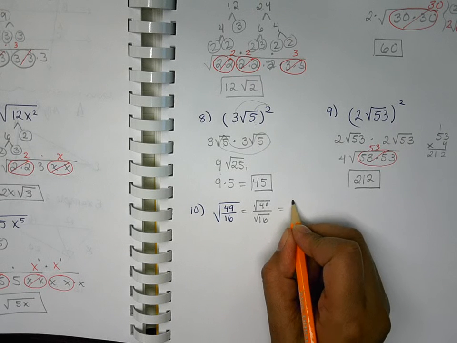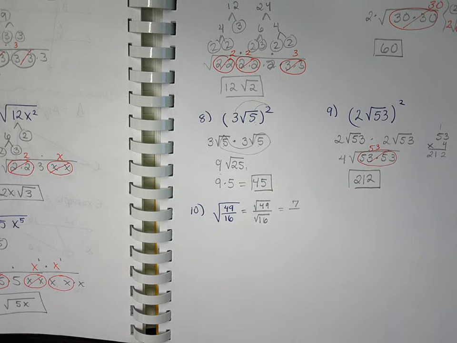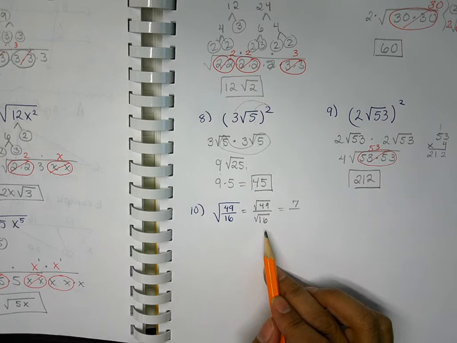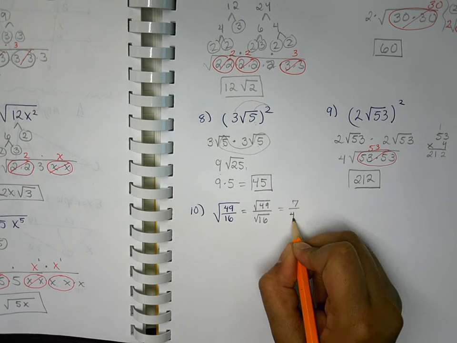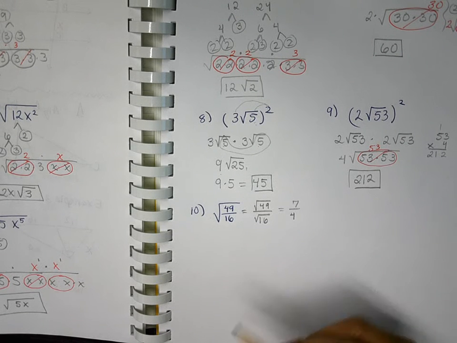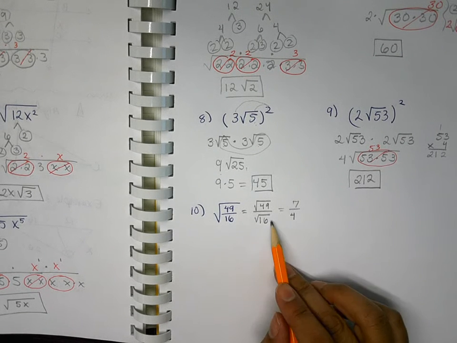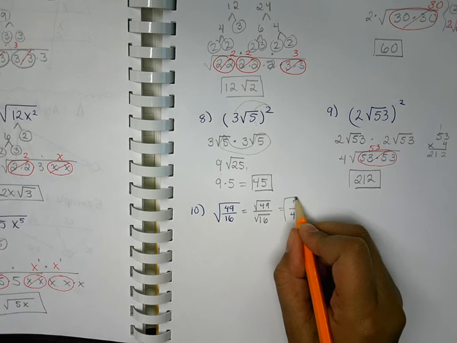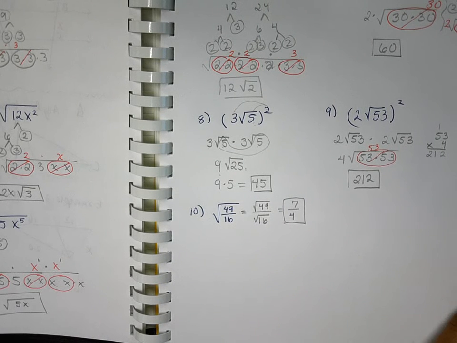7. Without any breaking factor tree, what's the square root of 16? Let's not forget, when we're faced with easy ones like square root of 16, square root of 64, don't do the factor tree. You should know them. So what's our final answer? 7 over 4. Leave it like that. You don't need a decimal. You don't need to change it to an improper fraction or mixed number. Leave it like this. All right.